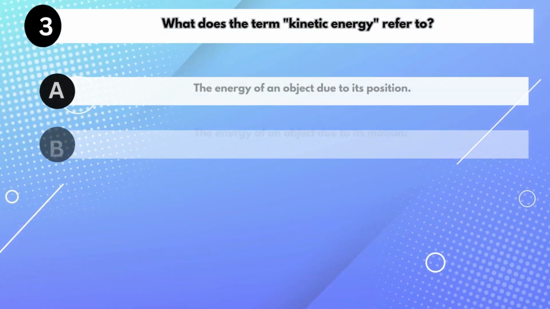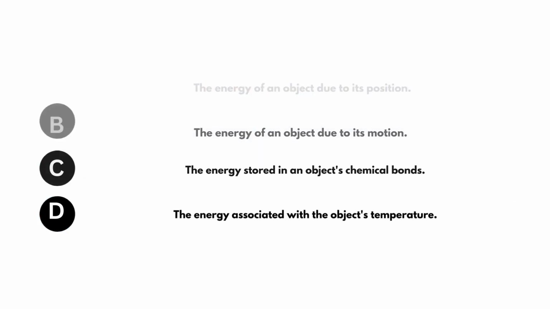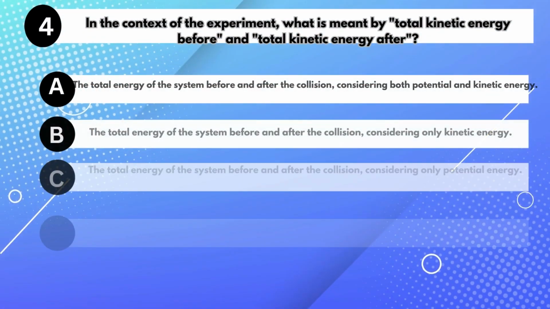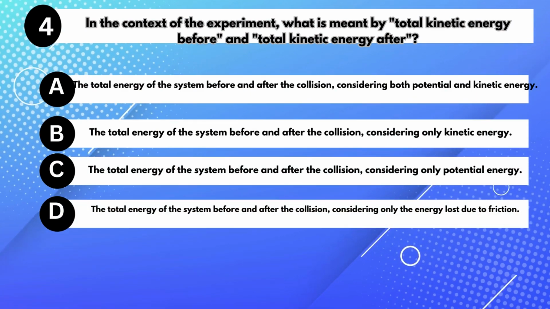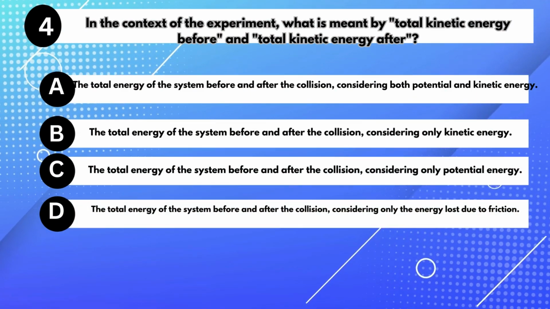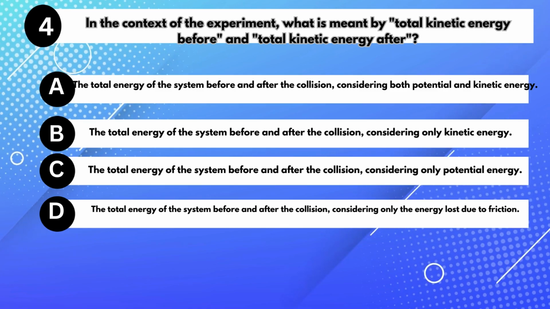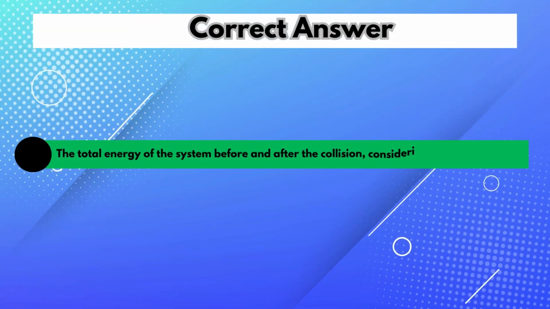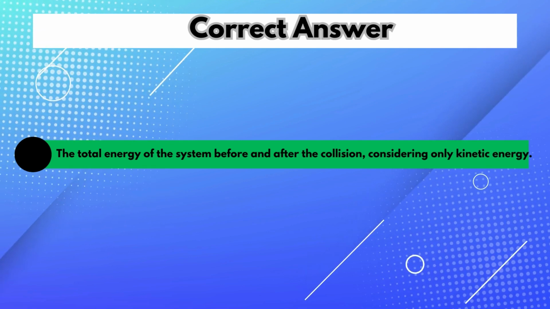3. What does the term kinetic energy refer to? B. The energy of an object due to its motion. 4. In the context of the experiment, what is meant by total kinetic energy before and total kinetic energy after? B. The total energy of the system before and after the collision, considering only kinetic energy.